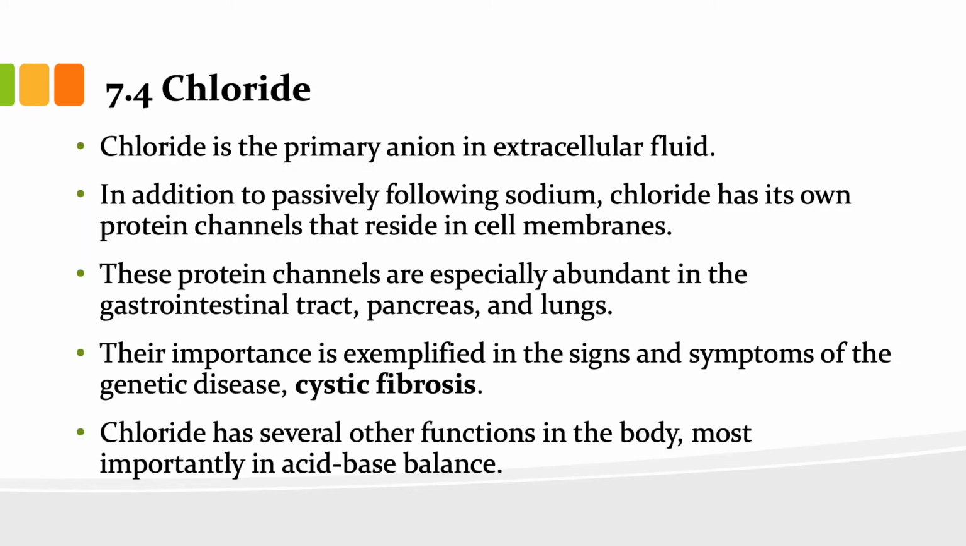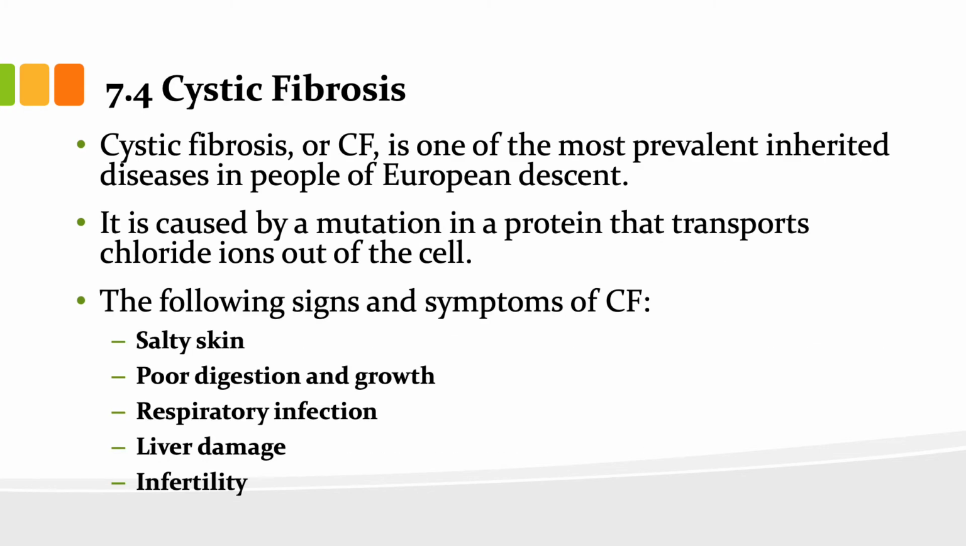Chloride is the primary anion in extracellular fluid. In addition to passively following sodium, chloride has its own protein channels that reside in cell membranes. These channels are especially abundant in the GI tract, the pancreas, and the lungs. Their importance is exemplified in the signs and symptoms of the genetic disease cystic fibrosis. Chloride has several other functions in the body, most importantly in acid-base balance.